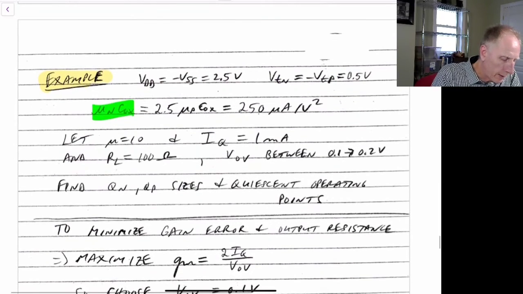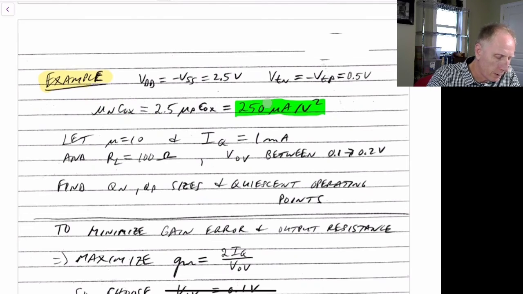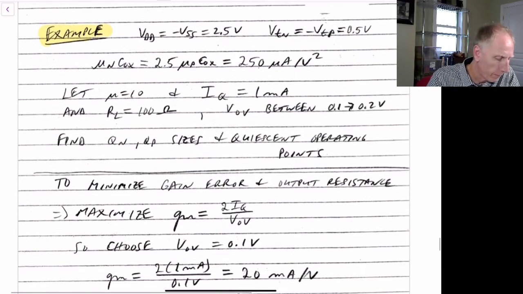We'll assume that mu N Cox is equal to 2.5 times mu P Cox. So in other words, the mobility of the NMOS electrons is 2.5 times higher than the mobility of the holes, and that mu N Cox is equal to 250 microamps per volt squared. And so mu P Cox will be lower by 2.5. We'll assume that mu is equal to 10, so the gain of the error amplifier is 10.